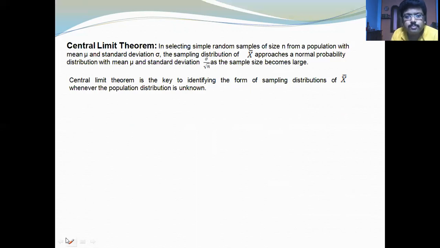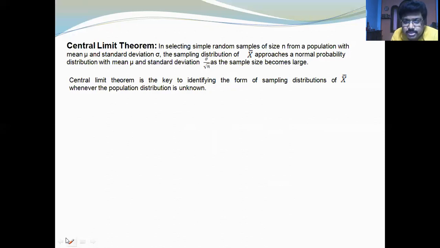The central limit theorem is the key to identify the form of the sampling distribution of x bar. Whenever the population distribution is unknown, the central limit theorem has an important role. Depending on the central limit theorem, we can have the probability distribution of the sample mean. So this is the role of the central limit theorem.